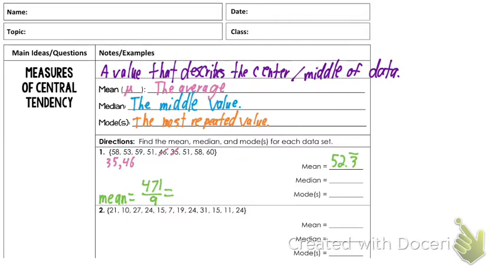What is it? 51. Which one of them? Both. You're right, both. 51, 51. Cross them both out. What's next? 53. What's next? 58. What's next? 58. The other one. 59. And then 59. And now you already know you only have one left, and it's 60.